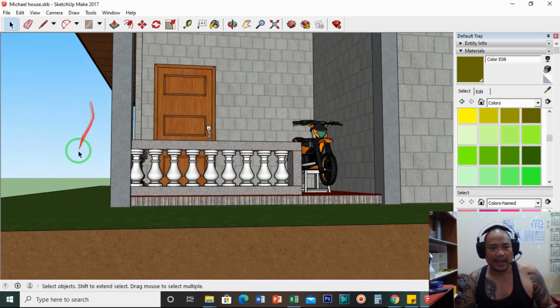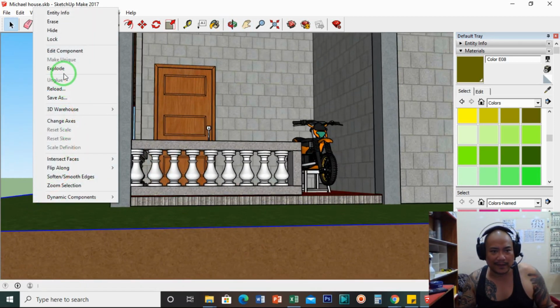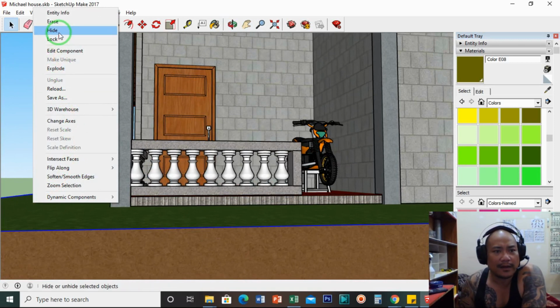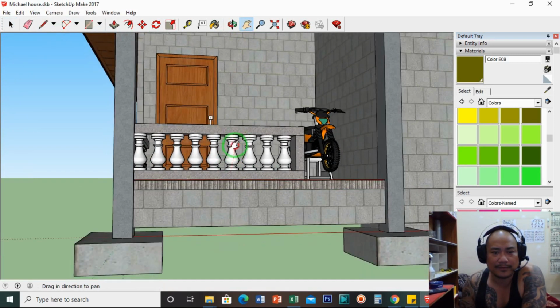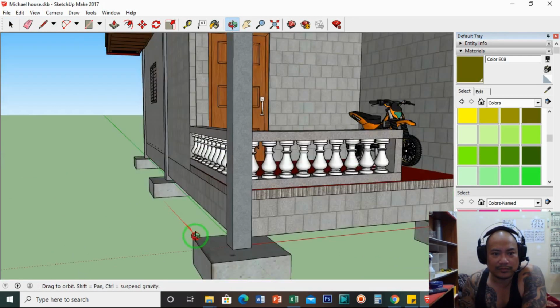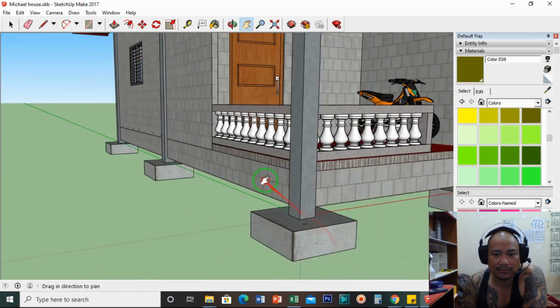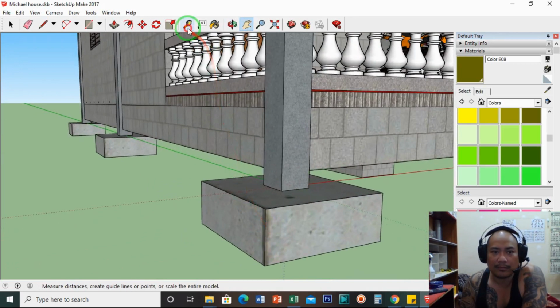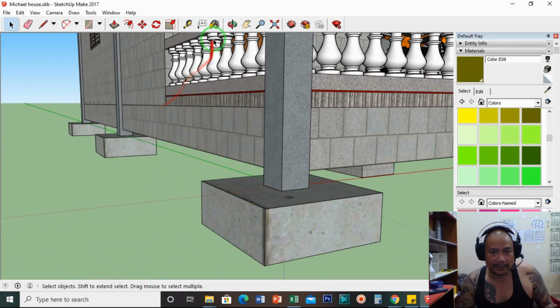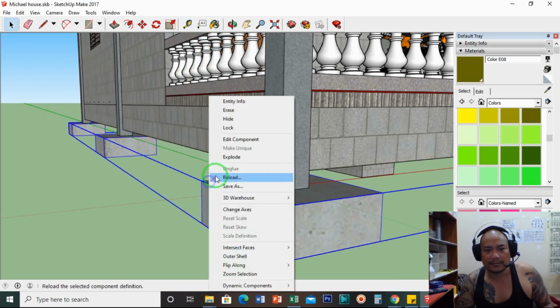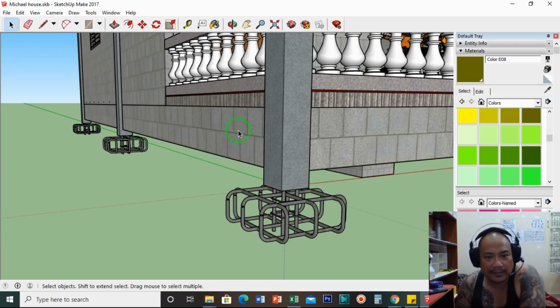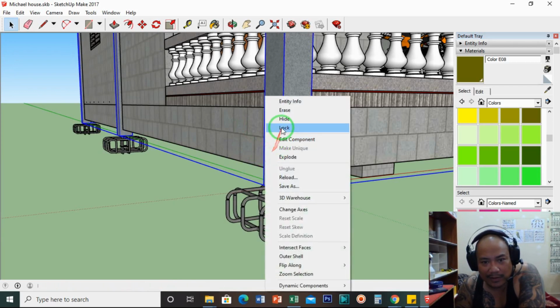Okay. And now I will show you what's under the formation, underneath this house. So my footing is 30 by 80. See the formation of my rebars in my footing. I will remove also the column.